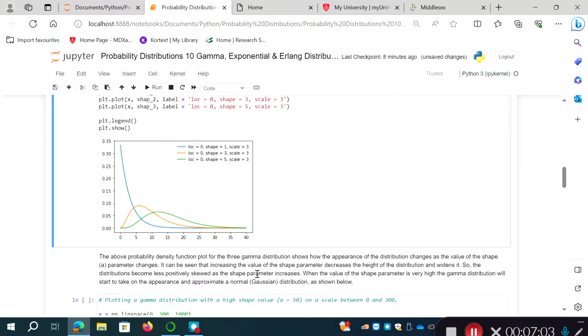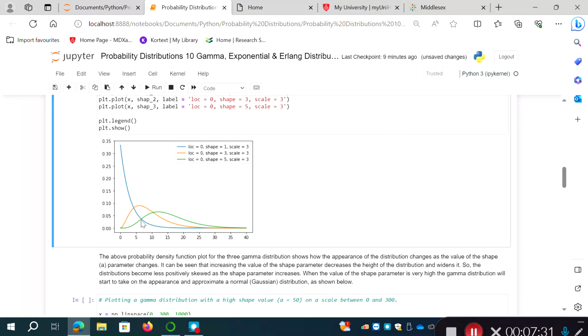So the distributions also become less positively skewed as the shape parameter increases, as you can see with these. So when the value of the shape parameter is very high, the gamma distribution will start to take on the appearance of a kind of normal Gaussian distribution. You can see that here. So the lowest shape parameter here is 1, which is the blue line, and it just drops off like a slope essentially, and it's very positively skewed.